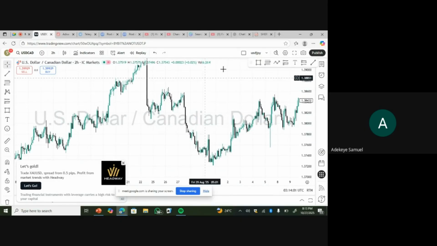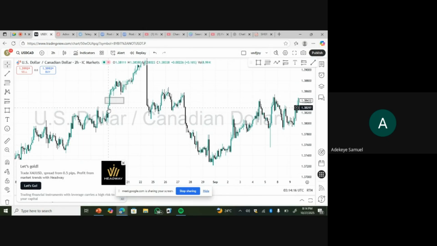Okay, this is another one for bullish fair value gap. This one too is perfect. See, this is the third candle, right? 1, 2, 3.